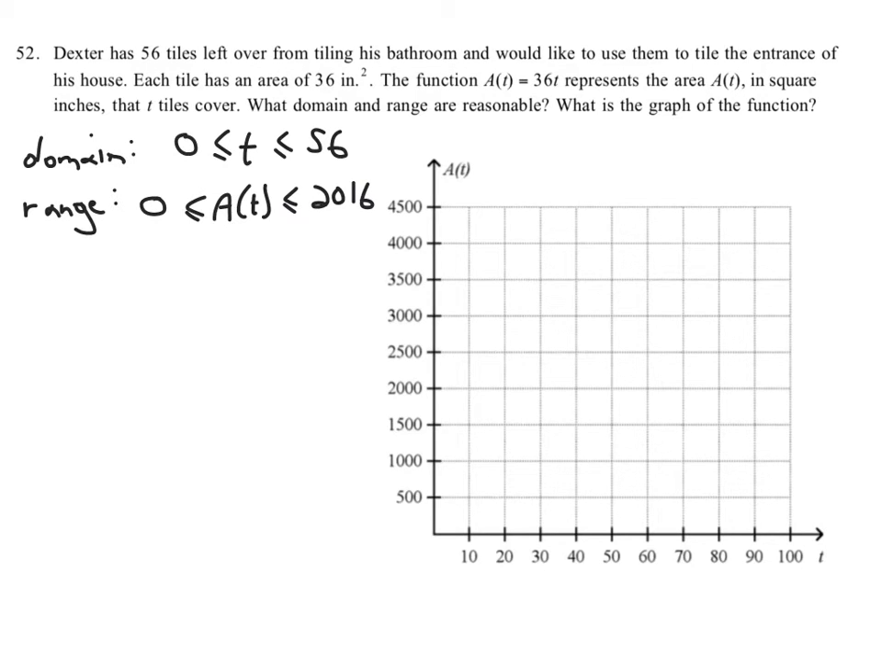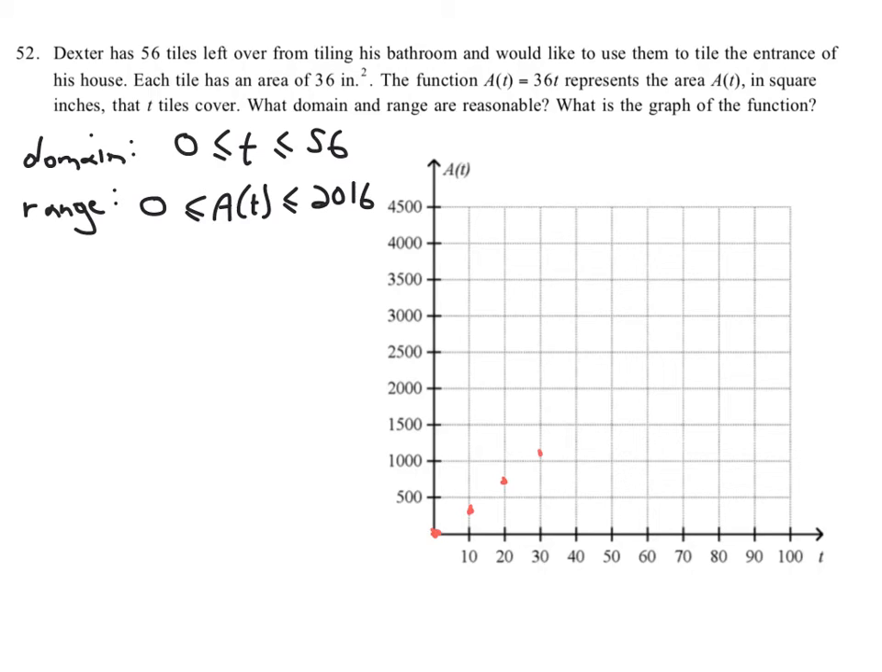And what is the graph of the function? Well, every time you use one tile, you go up to 36. So if you used 10 tiles, so by the way, 0 is 0, right? 0 tiles, 0 area. 10 tiles would give you an area of 360. That's about here, something like that. Okay. 20 tiles would be 720. That would be about here. 30 tiles would be 30 times 36, or 1,080. 30 tiles would be about here.